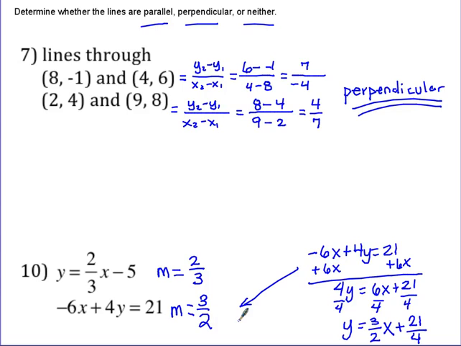Okay, so let's run down through the list. Parallel, are they exactly the same? No. Are they flipped? Yes. But are the signs opposite? No. So this would be neither. They do not have a relationship.